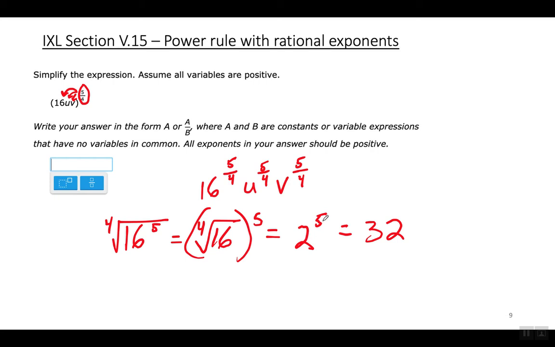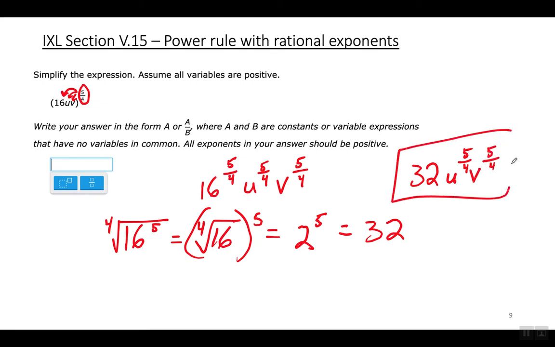Again, memorize that 2 to the fifth power is 32. It keeps coming up. So my final answer is 32 u to the 5 over 4 power v to the 5 over 4 power. All right, that's my final answer.